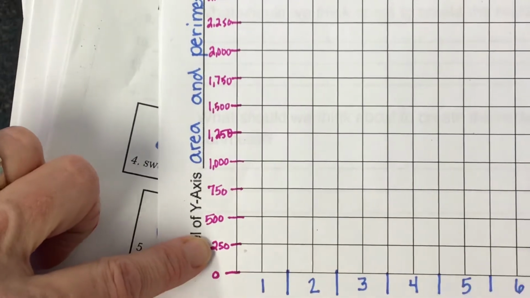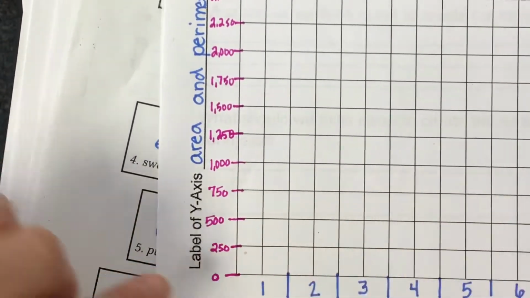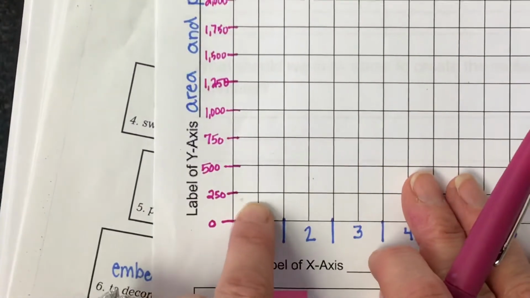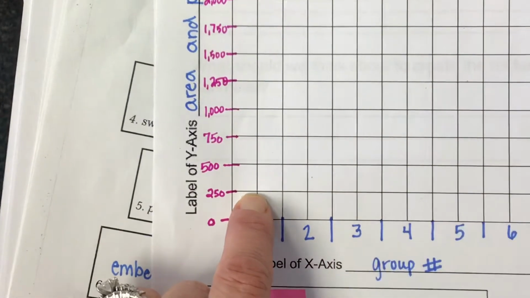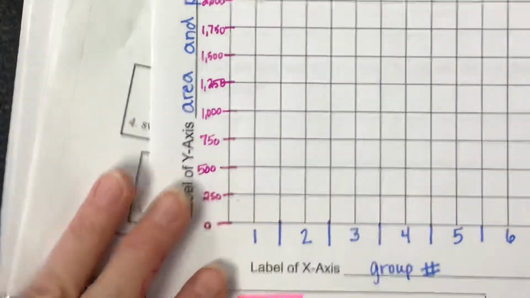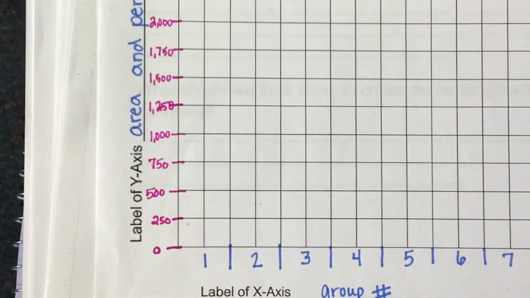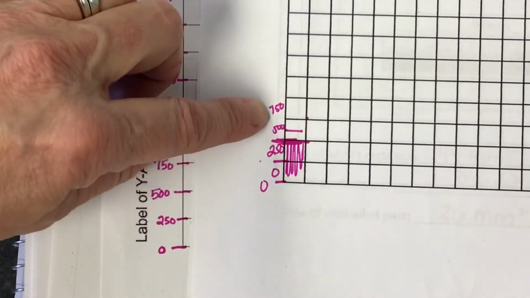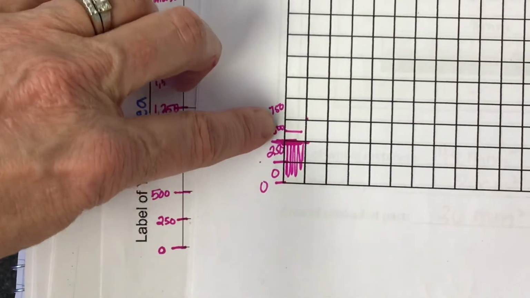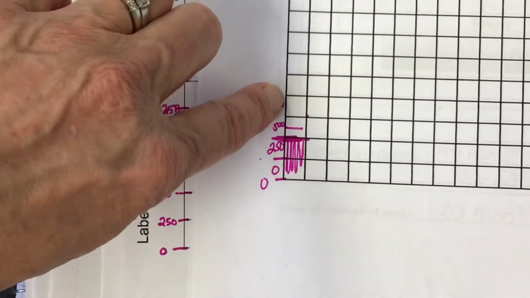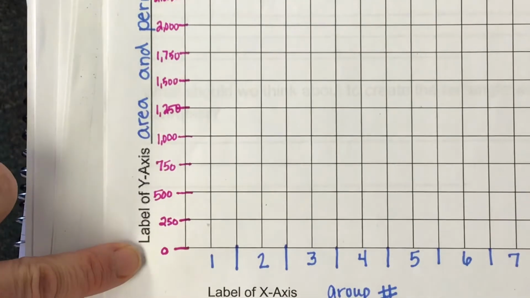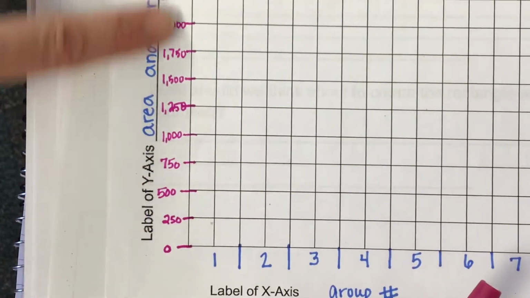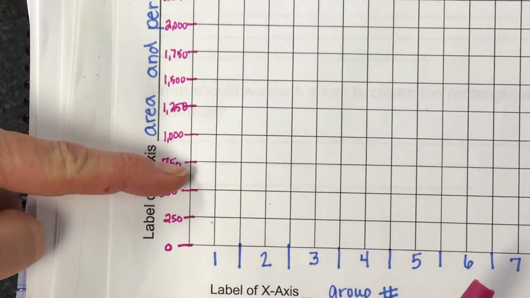so that we know if we're coloring into 250, we're coloring all the way to that line and stopping. We cannot put our numbers in our spaces like this because that's confusing. We're not sure where 750 is. Is it that line? Is it the middle? Is it that line? When we come straight out from the line, it's very obvious exactly what each line represents.